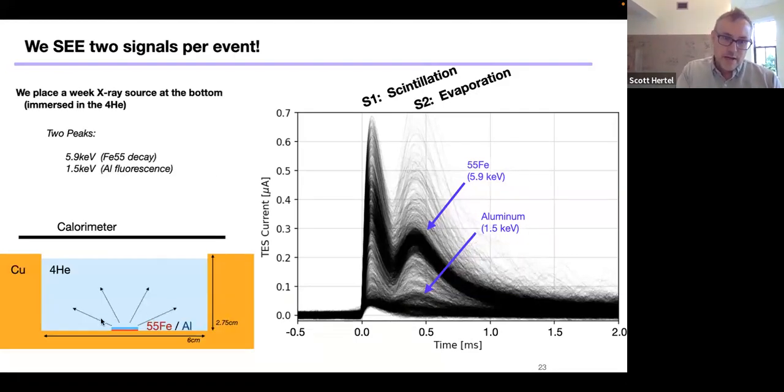So we place an X-ray source at the bottom of the cell here. It has iron 55, which produces the 6 keV line, and we cover it with aluminum tape. The aluminum fluoresces, which produces a secondary X-ray line at 1.5 keV. And you can already see them here just in the raw pulse data. We see this strong peak at the 6 keV energy. And then here, closer to threshold, we see the evaporation pulse from the 1.5 keV.